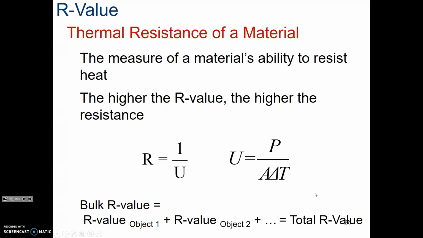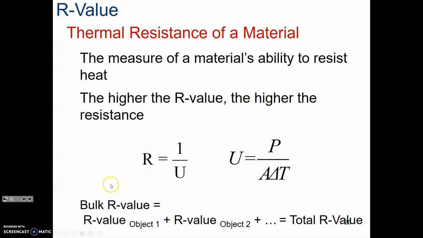Now, U is an inverse relationship to an R value, and that means just 1 over U is equal to R. So U is how conductive, R is the ability to resist the heat. When you have insulation, insulation has an R value to it, and that R value is going to allow you to know how insulative it is. So when you put insulation in your home or something like that, it's going to give you an R value.